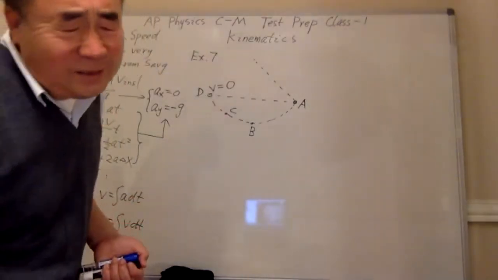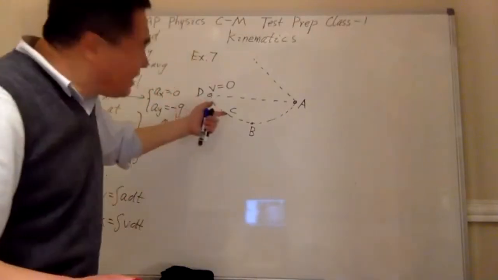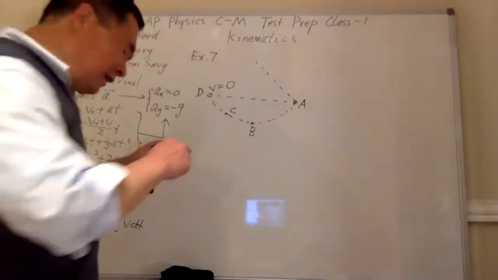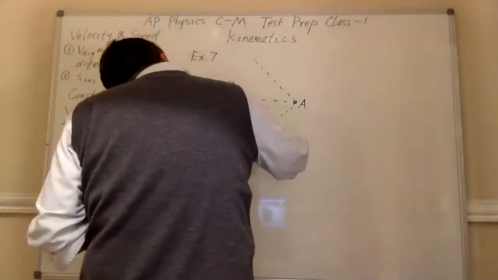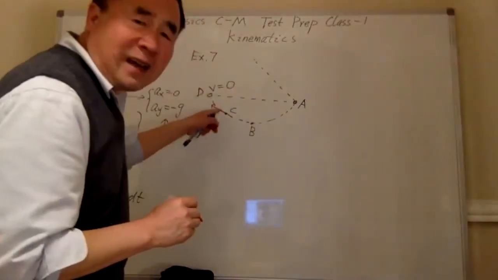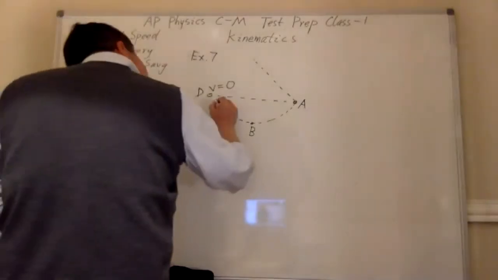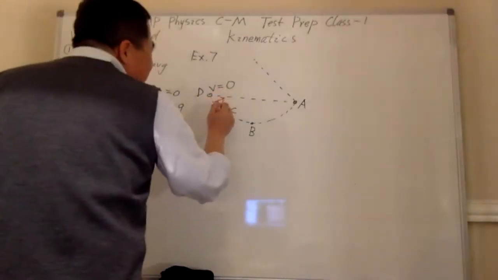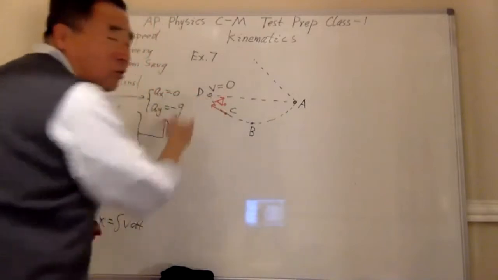But for C, you need to know another thing. Is C's velocity always along the tangent direction? Remember, velocity is always along the tangent. So that is the initial velocity if released at this point. Makes sense?